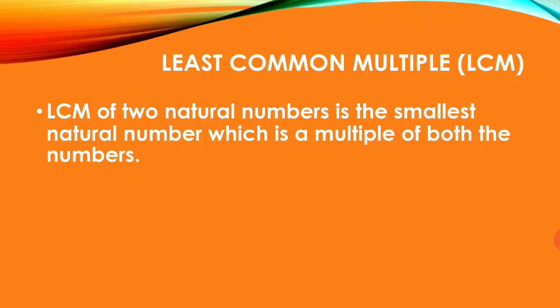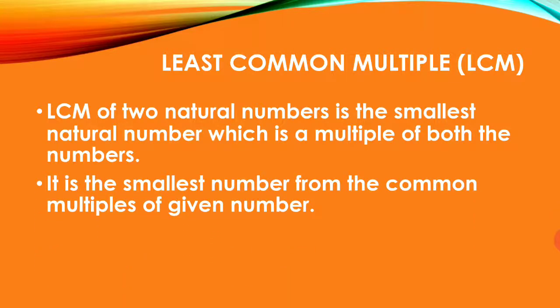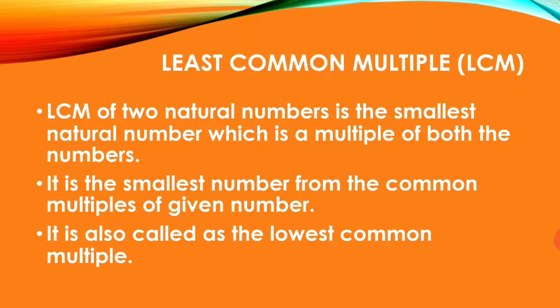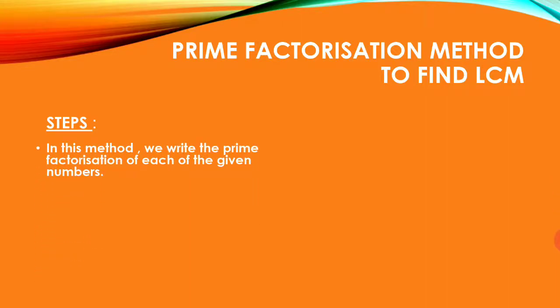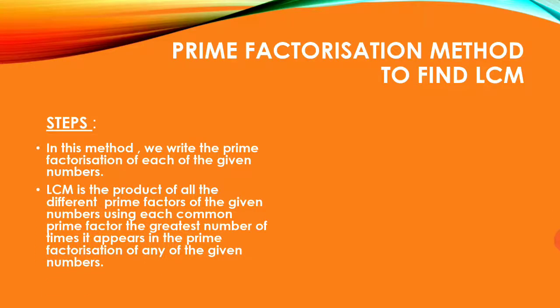Now least common multiple. LCM of two natural numbers is the smallest natural number which is a multiple of both the numbers. It is the smallest number from the common multiples of given numbers. It is also called the lowest common multiple. Now prime factorization method to find LCM. In this method we write the prime factorization of each of the given numbers. LCM is the product of all the different prime factors of the given numbers, using each prime factor the greatest number of times it appears in the prime factorization of any of the given numbers.